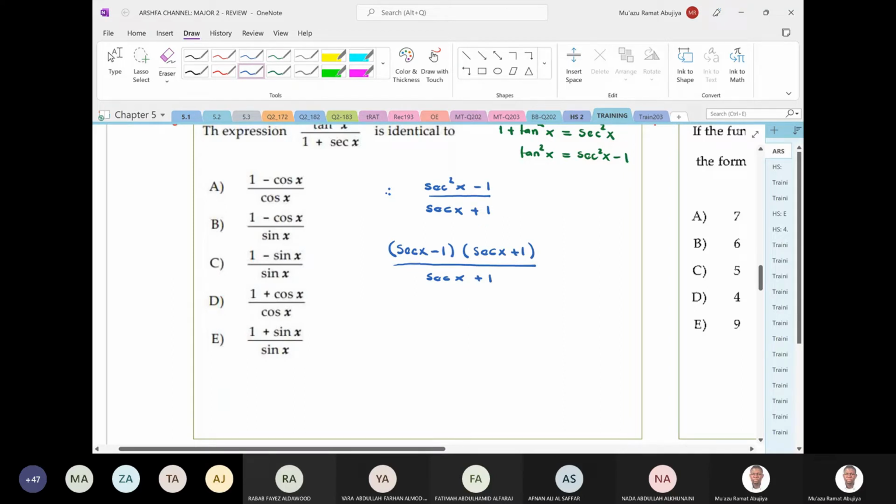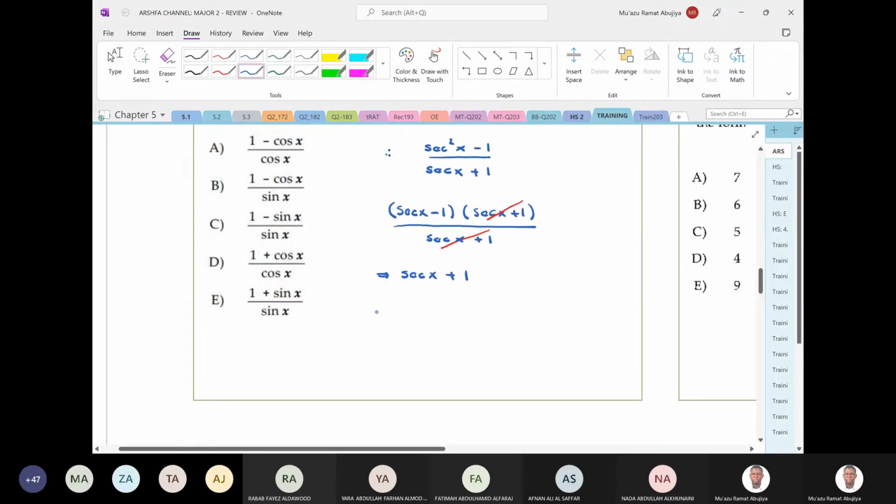Now, you will agree with me that this cancels out with this one. So what are we left with? We have secant of x minus 1. Now, this is our simplified answer. If you look at it, it's not part of our multiple choice. So what do we do? We can now change this one to cosine: 1 over cosine of x minus 1.